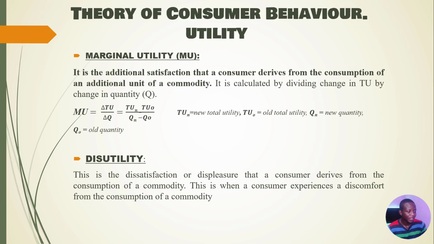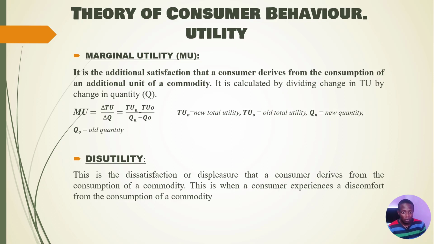Then we move on to marginal utility. Marginal utility, on the other hand, is the additional satisfaction that a consumer derives from the consumption of an additional unit of a commodity. What does this mean? As you keep consuming more and more of a commodity, each additional unit that you consume gives you a different level of satisfaction. In our water example, the first bottle of water gives you a certain level of satisfaction. If your thirst is not well quenched, you go in for the second bottle.